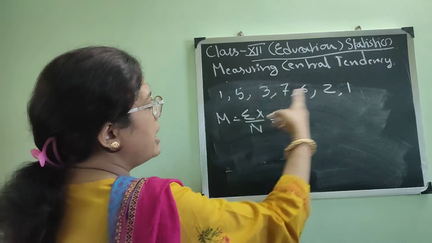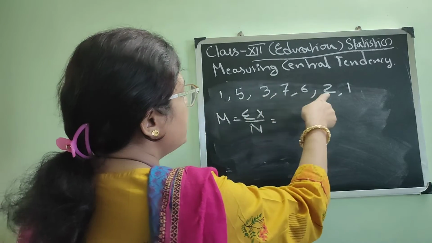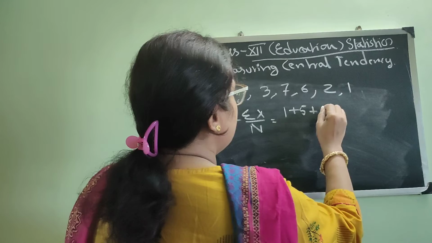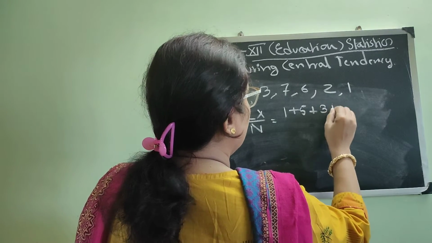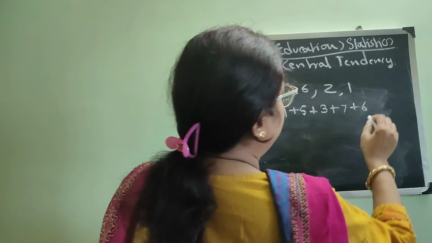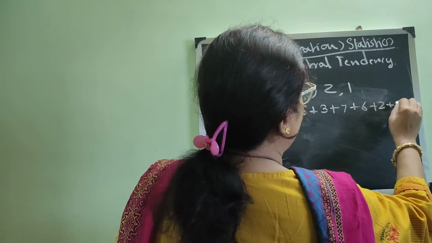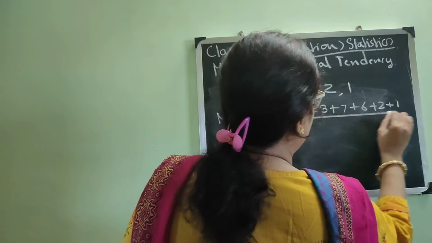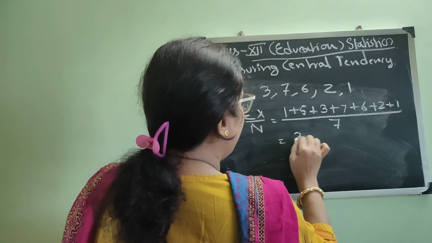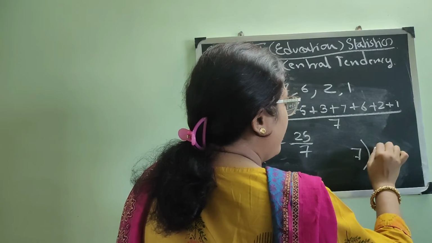So, summation means addition and x means digit. How many numbers are there? 1, 2, 3, 4, 5, 6, 7. First you have to add all this. 1 plus 5, 6 plus 3, 9 plus 7, 16 plus 6, 22 plus 2, 24 plus 1, 25, divided by 1, 2, 3, 4, 5, 6, 7. So, 25 divided by 7. You have to show the rough as well.